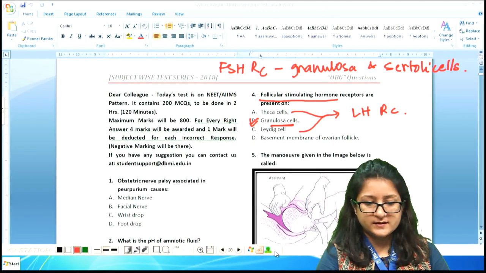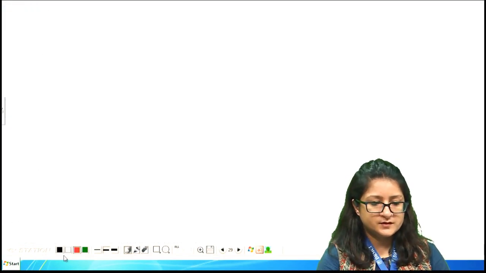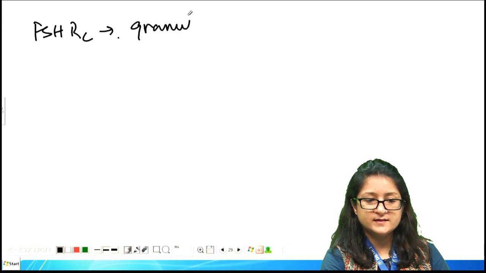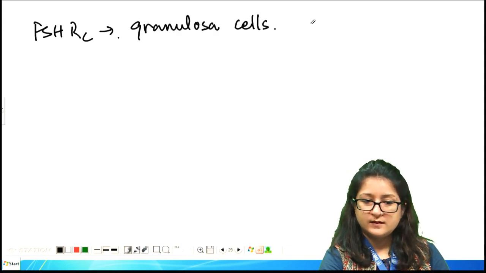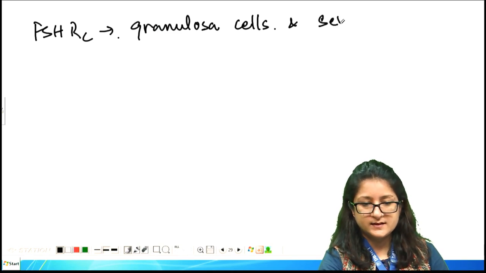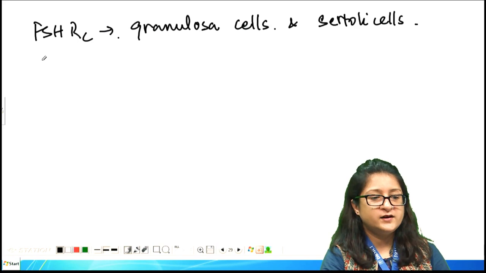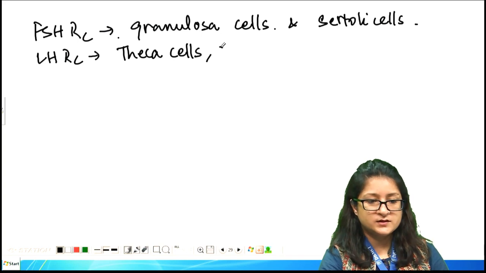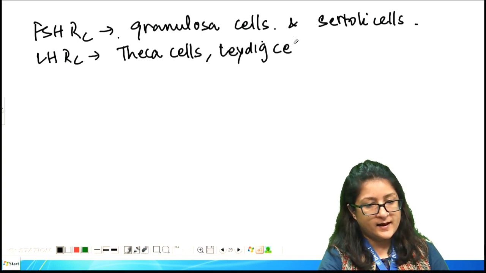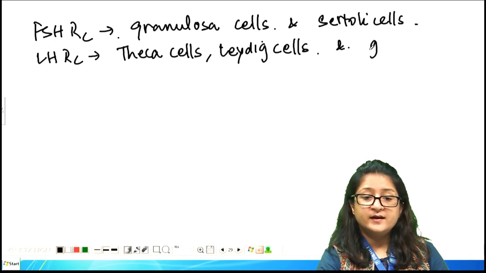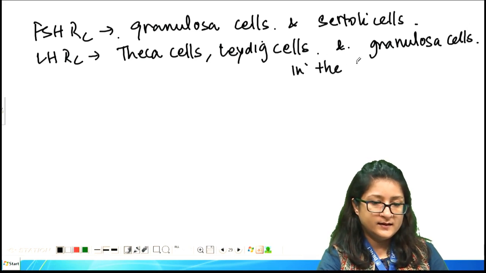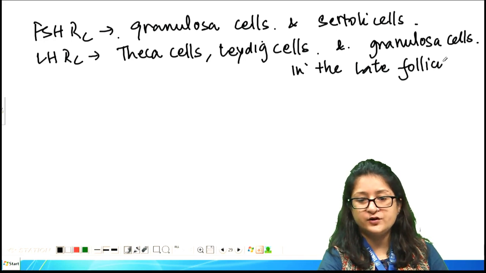So let me just summarize here about the follicle stimulating hormone. What do you have to remember? The FSH receptors are present on the granulosa cells and the Sertoli cells in the males. And your LH receptors are present on the theca cells. They are also present on the Leydig cells and they are also present on the granulosa cells, in the late follicular phase.